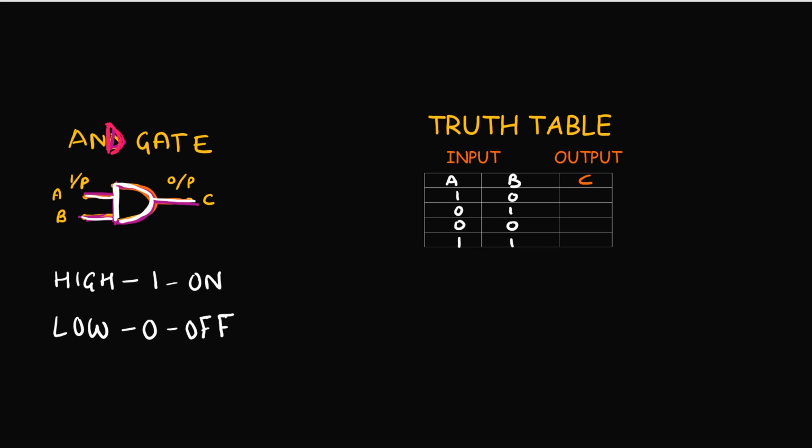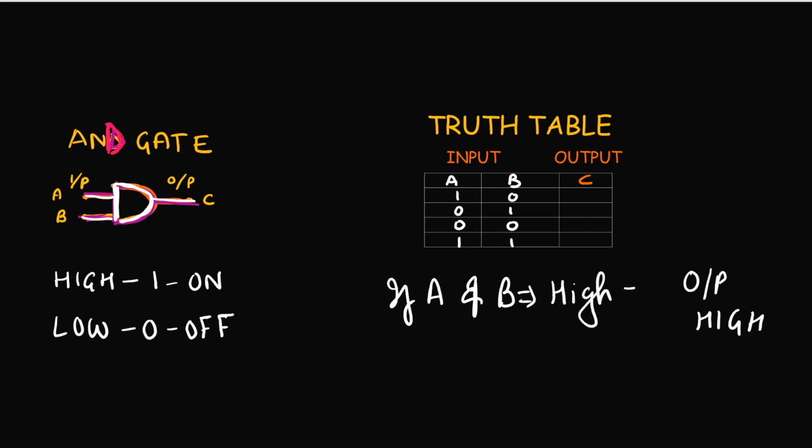And like you see on the screen, the AND gate has got two inputs. I have labeled them A and B. You can use any alphabets. Output is C. So the rule is the output will be high if both A and B are high. That's how the logic goes.